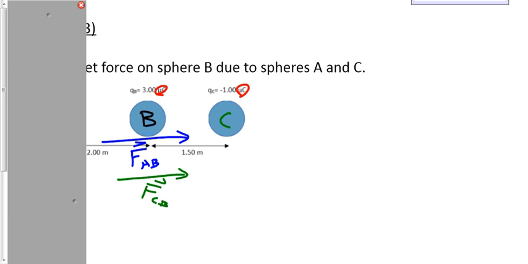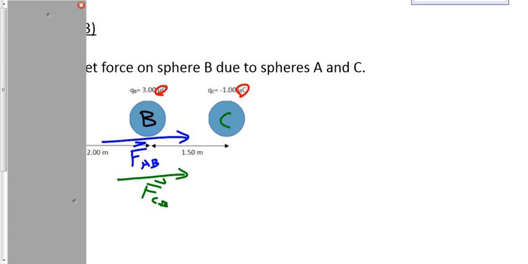Doesn't matter what you call them, right? Call it F1 and F2. Call it FA and FC, whatever. I like to call it FAB and FCB because it tells us what's acting on what, right? A is acting on B, C is acting on B. Now, Bernardo, now what?